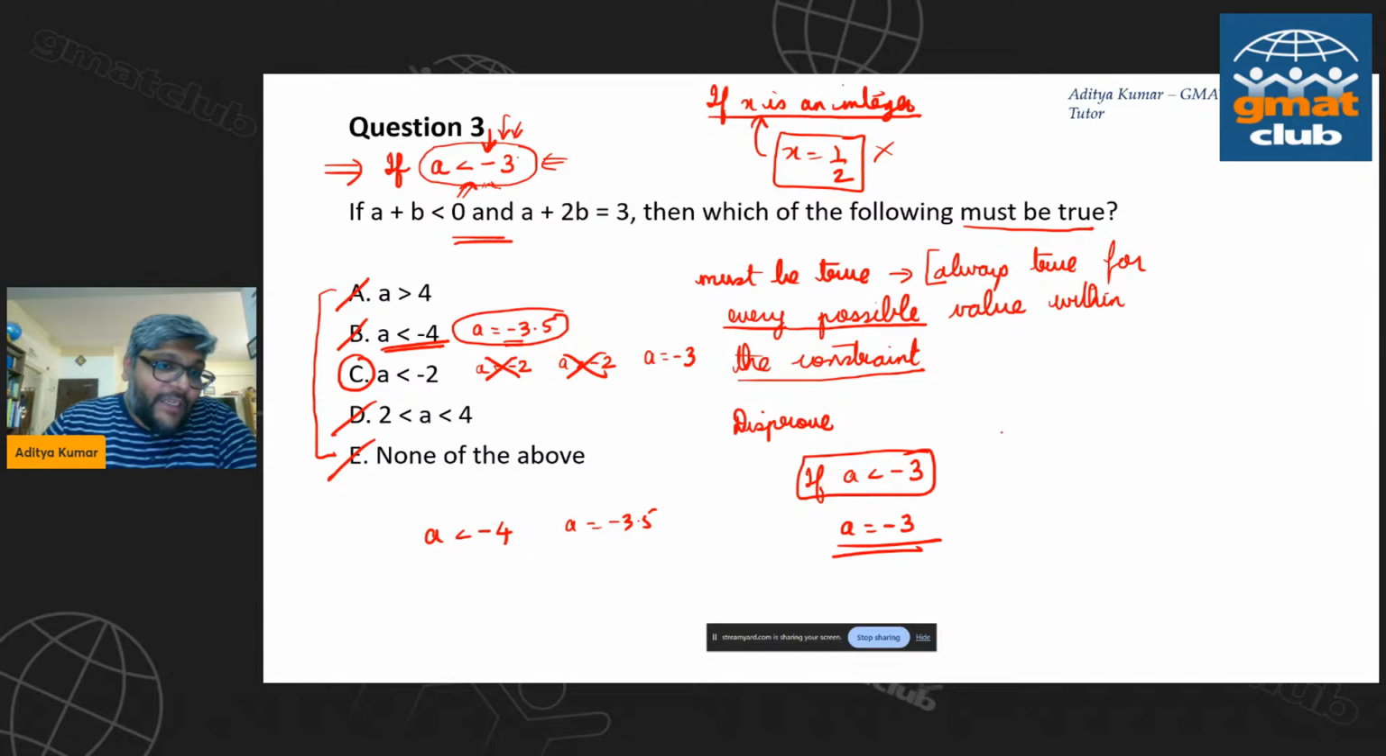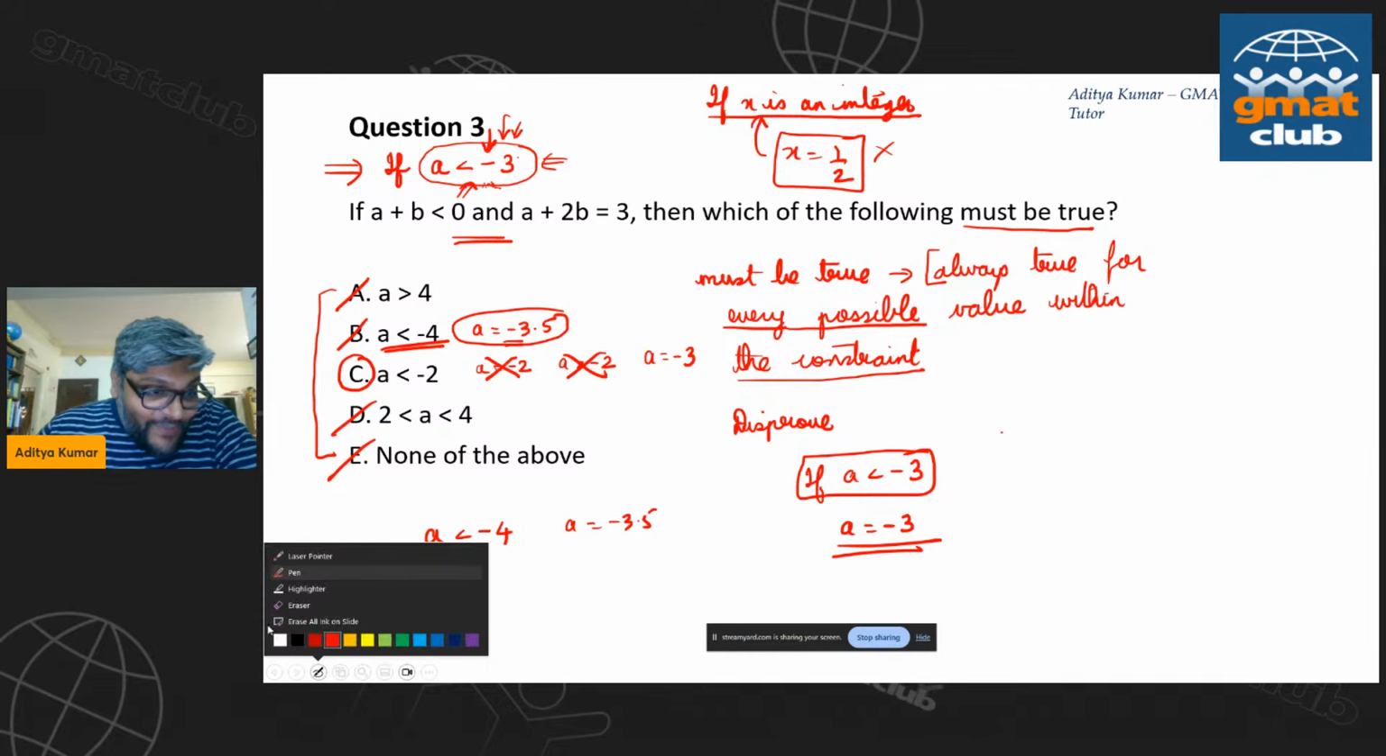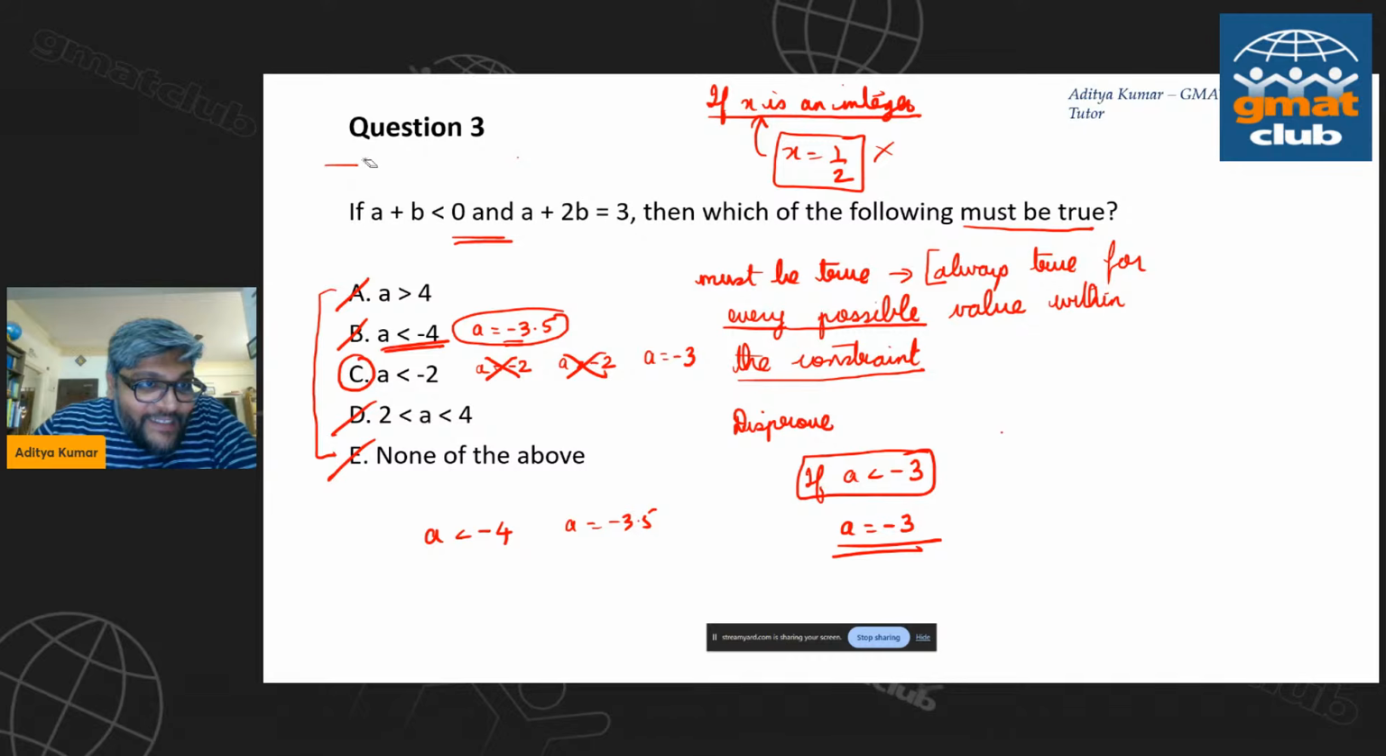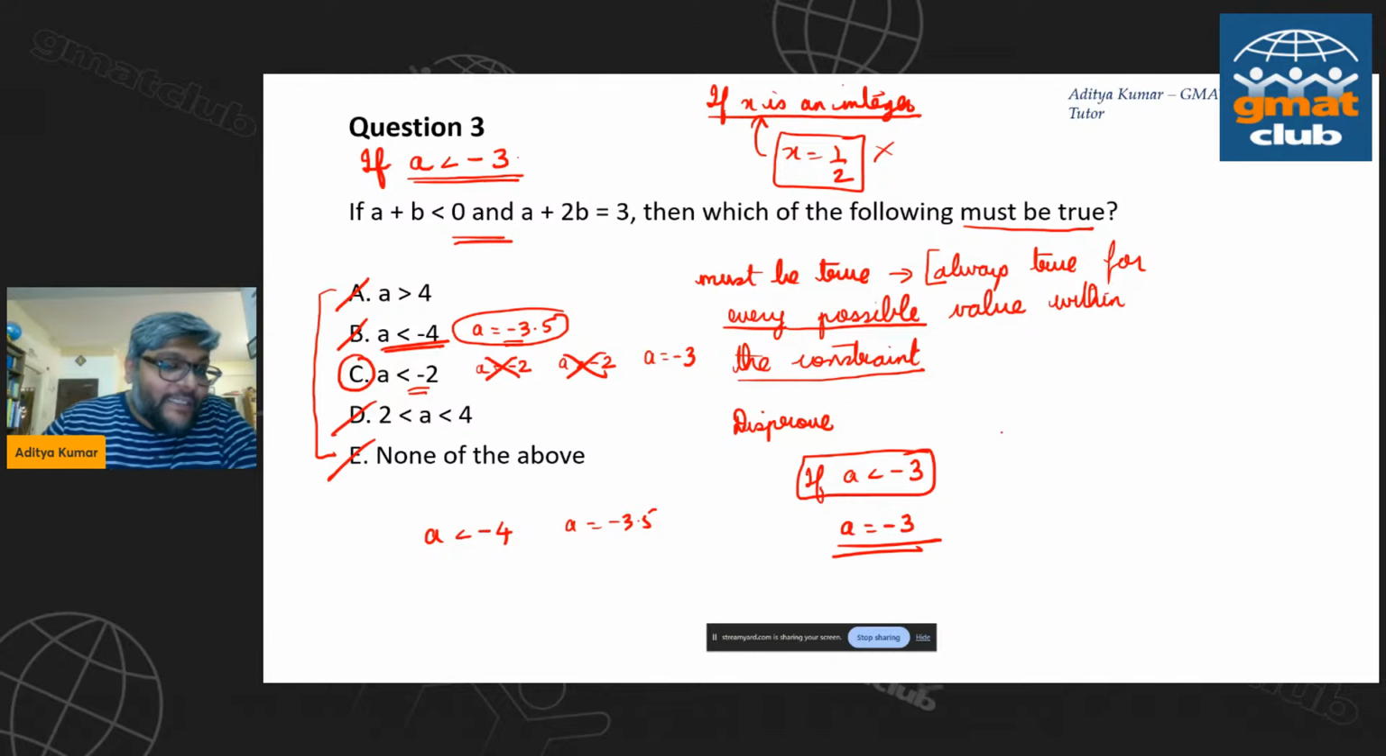Smithy, I told you, right? I cannot consider minus 2.5 because of the condition. All of you need to think about this like a data sufficiency question, right? If A is less than minus 3, this is what the question is. If A is less than minus 3, that means the only possibilities that I can consider for A should be less than minus 3. Then which of the following must be true? Now, if people are saying, why can't I consider minus 2.5? Because if I consider minus 2.5, it will violate my constraint. So I cannot consider minus 2.5. All the other values that I can consider based on my limitation will cater to all the possible values that are defined for A. Right?